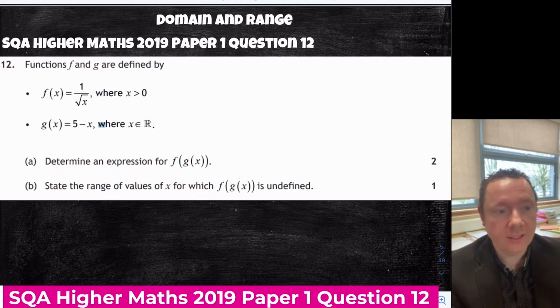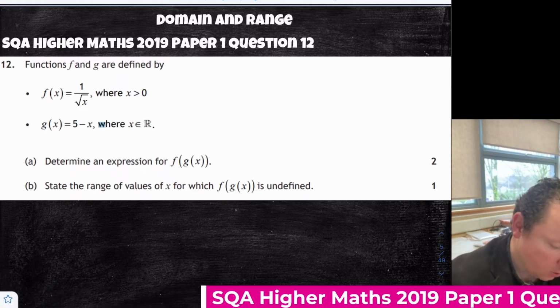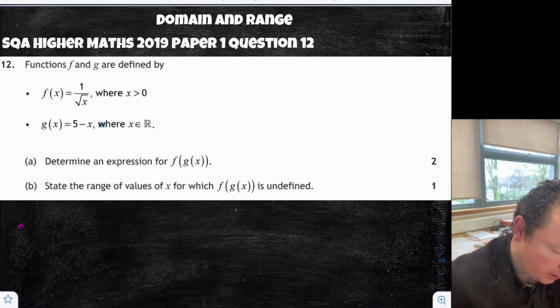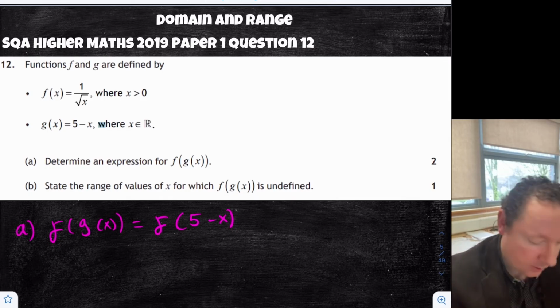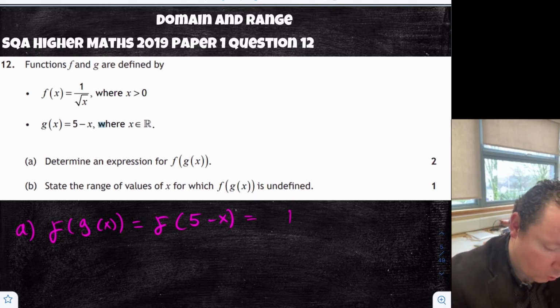Two functions are defined as f and g. You have to determine f of g of x. So let's do this. Question A, f of g of x. Well, that equals f of, well, g of x is 5 minus x. So I'm substituting 5 minus x every time I see an x in f of x. So that is 1 over the square root of 5 minus x.